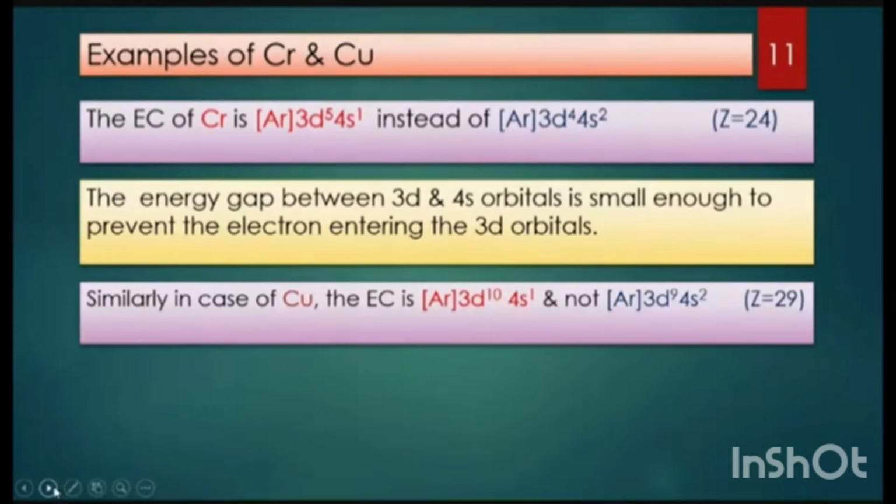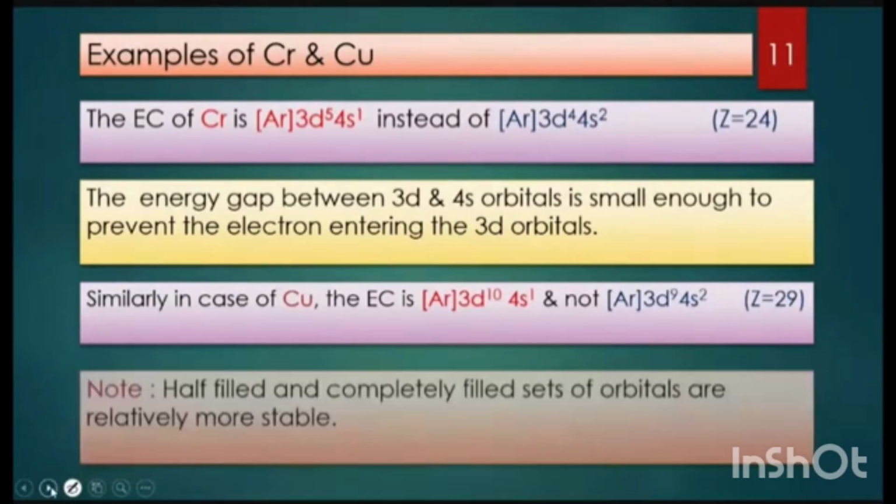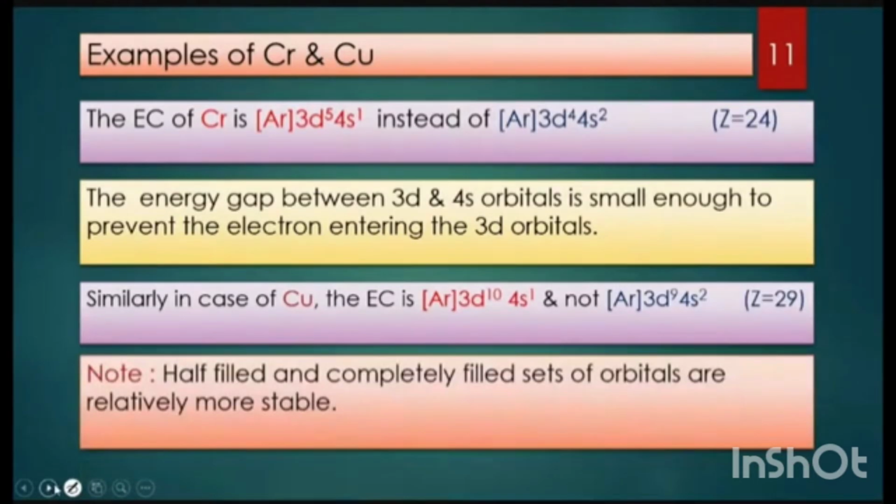This happens when there is a shift of electron from 4s orbital to the 3d orbital. Similarly, in case of copper also, the same shifting of an electron from 4s orbital to the 3d orbital can be seen. Thereby we have obtained a completely filled 3d orbital. So why does this kind of shifting of electron take place? Because if any element has half filled and completely filled sets of orbitals, it is considered stable, or you can say it attains stability by having half filled and completely filled sets of orbitals.